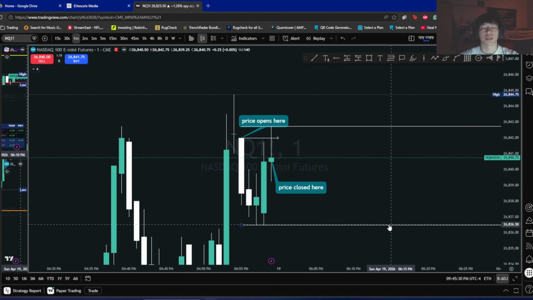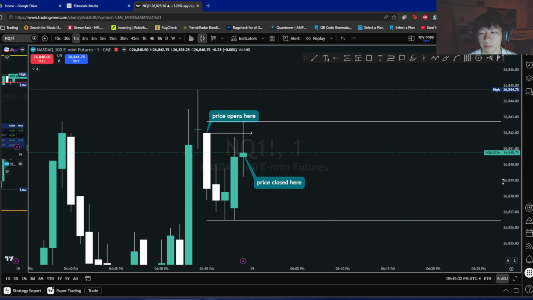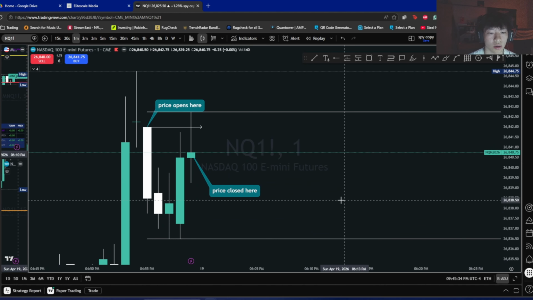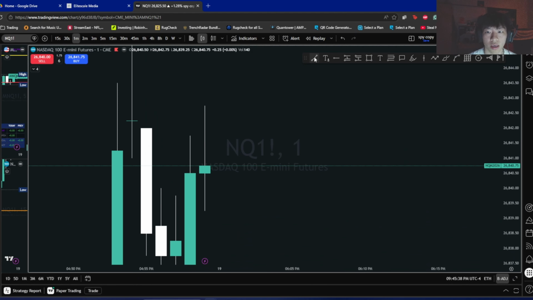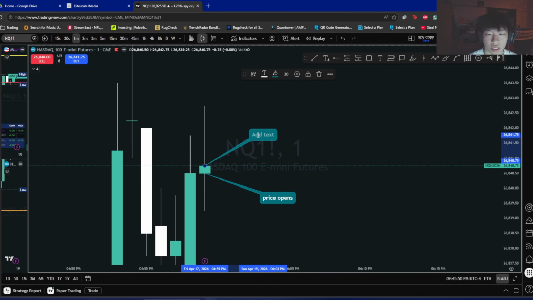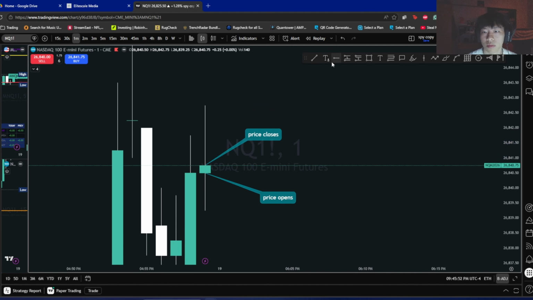There's candles within candles within candles. I can do the same thing with a 15 second. This is a 1 minute. We have our price open right here because it's bullish. Price opens here. Price closes here. We have our high and we have our low.